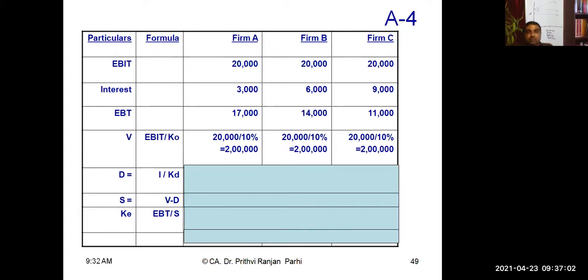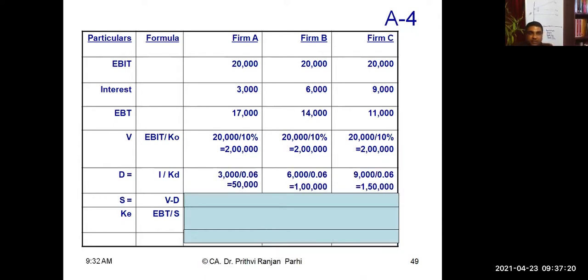50,000. Okay, then farm A you are saying 50,000. Farm B and C: from B 1 lakh and from C 1,50,000. Okay, so this is the value of debt: 50,000, 1 lakh, 1 lakh. Can you compute S now?